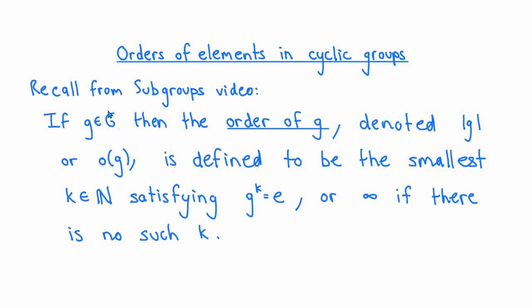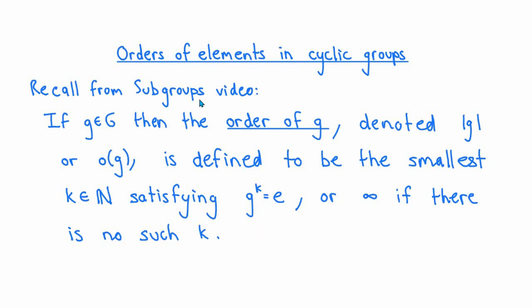So if capital G is any group and little g is any element of the group G, then the order of the element little g, which we're going to denote in this video by absolute value g, is defined to be the smallest positive integer k with the property that g to the k is the identity, or infinity if no such k exists. If you want to see more basic details about the definition, you can look back at the video on subgroups.